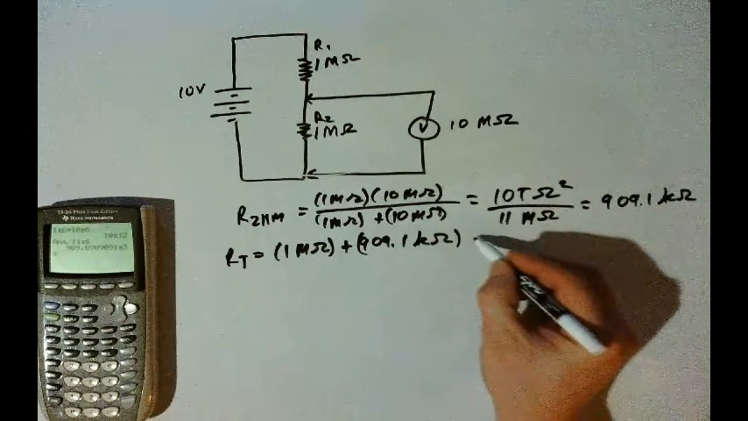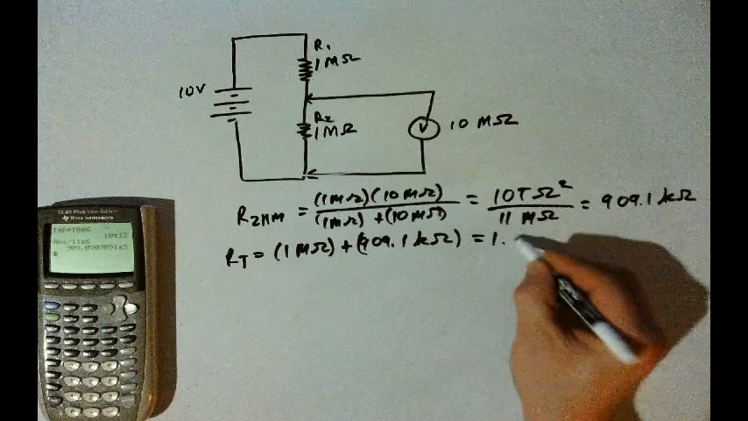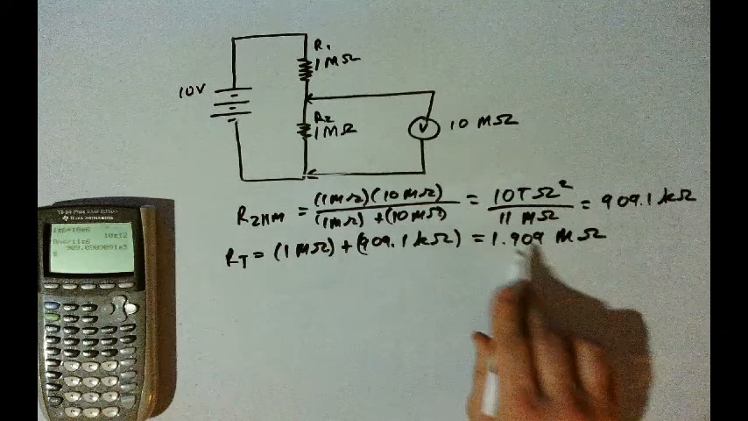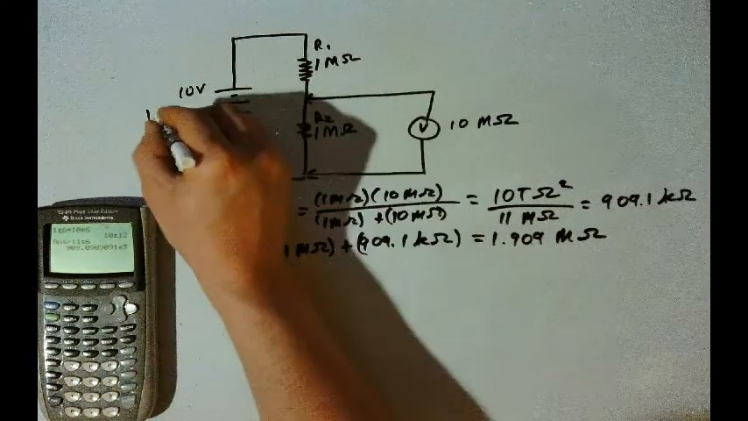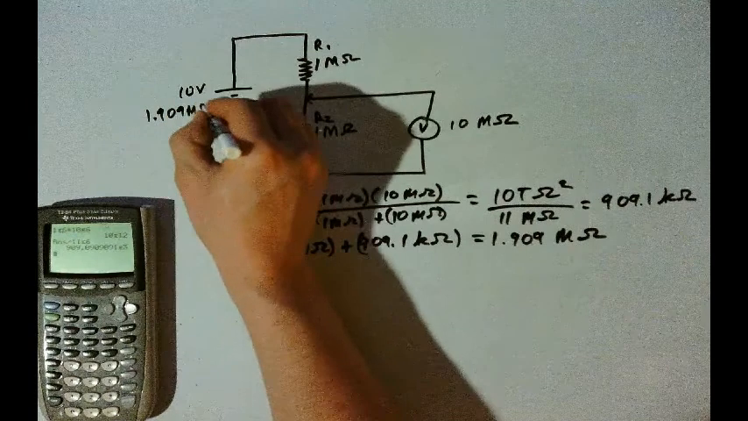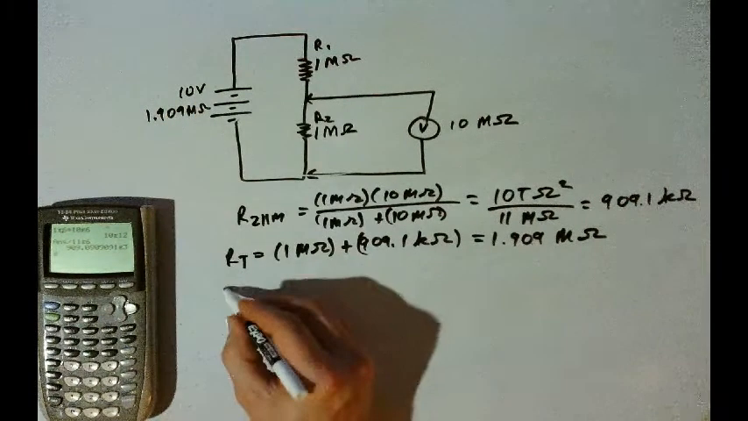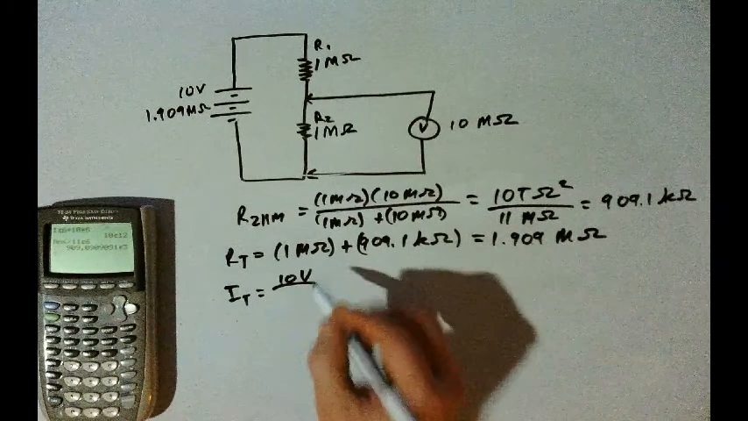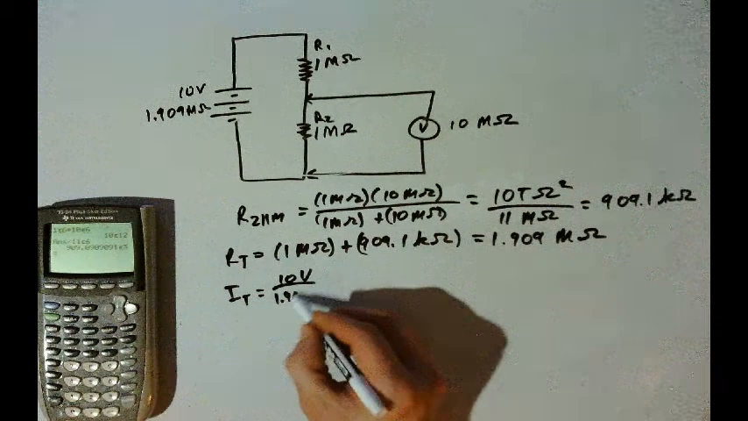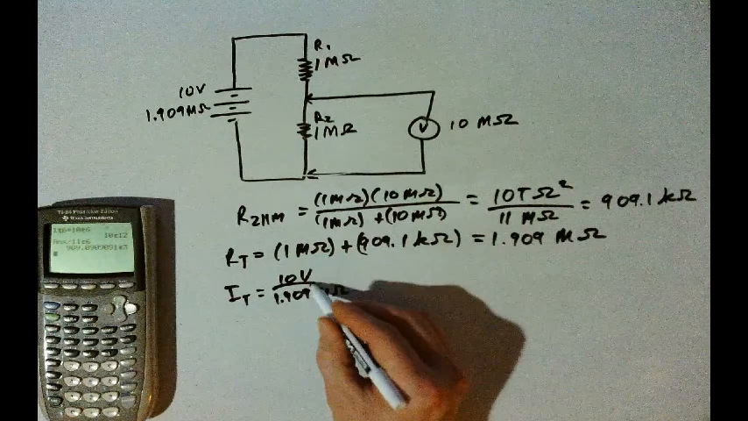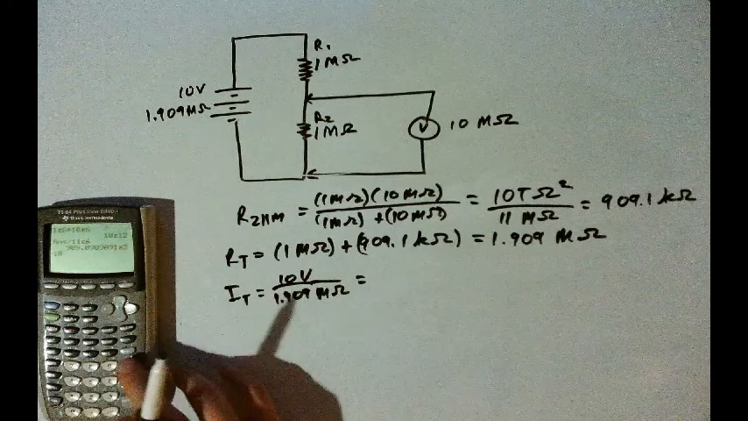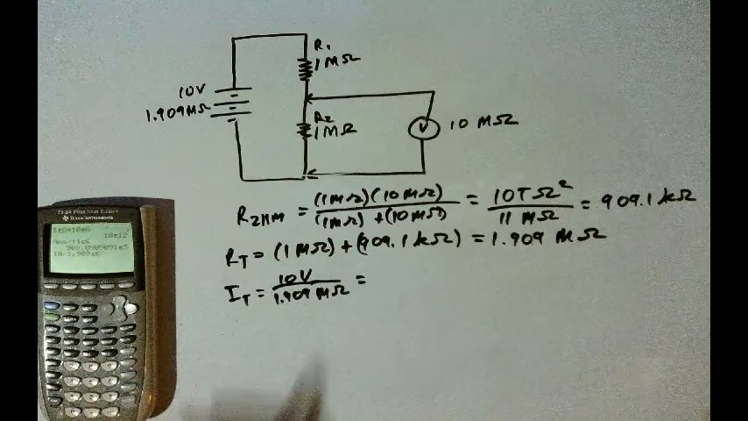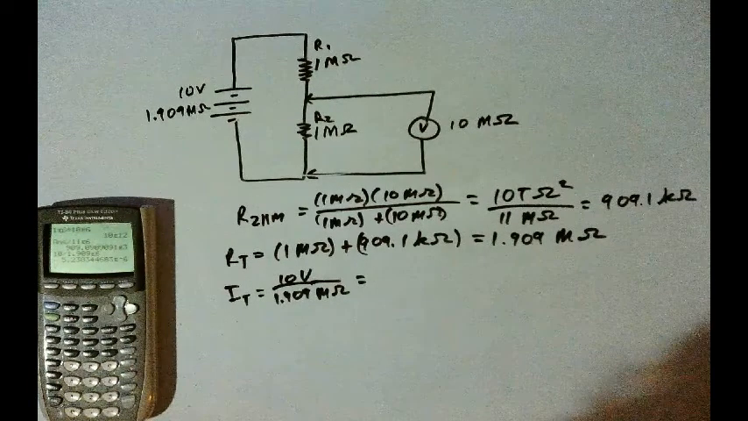So now we find the total current, which will be 10 volts, divided by the total resistance, 1.909 mega ohms. 10 volts divided by 1.909 mega will be 5.238 microamps. So that's the total current. And that'll be the same current in R1, since R1 is in series with the source. Here we will have 5.238 microamps.